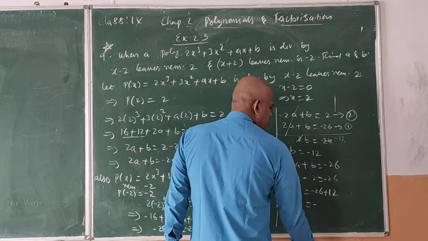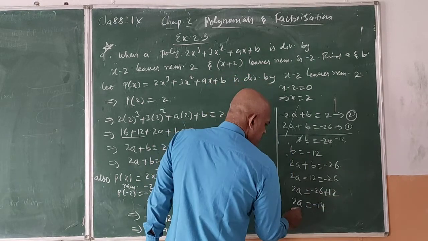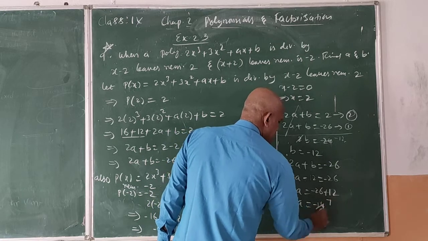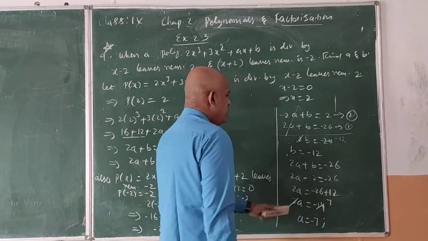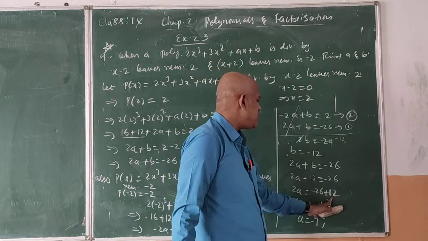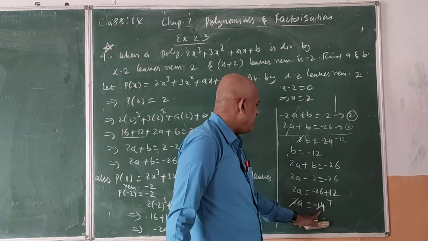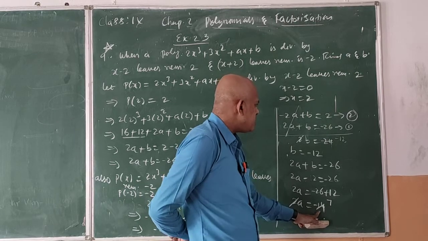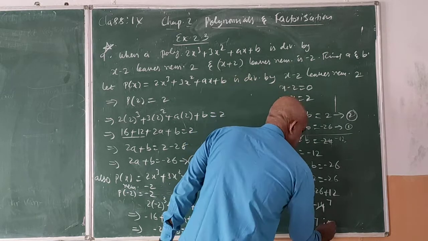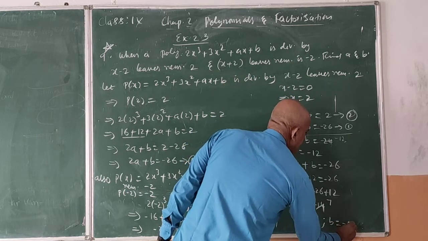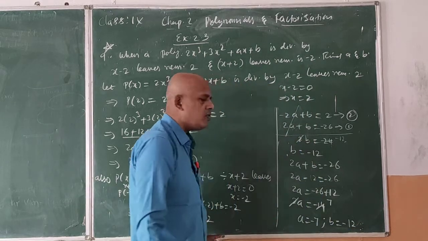So 6 minus 2, 4. So 14 here. Now 2 sevens are 14. a is equal to minus 7. So here minus 12 comes inside as plus 12, minus 26 plus 12 is minus 14, and a is equal to minus 7. So a is equal to minus 7 and b is equal to minus 12.